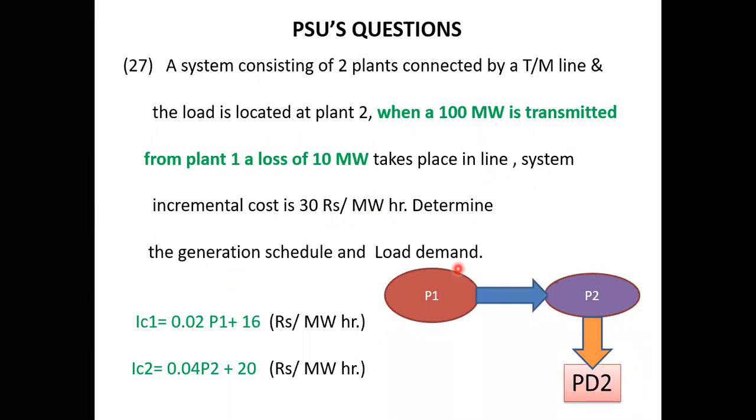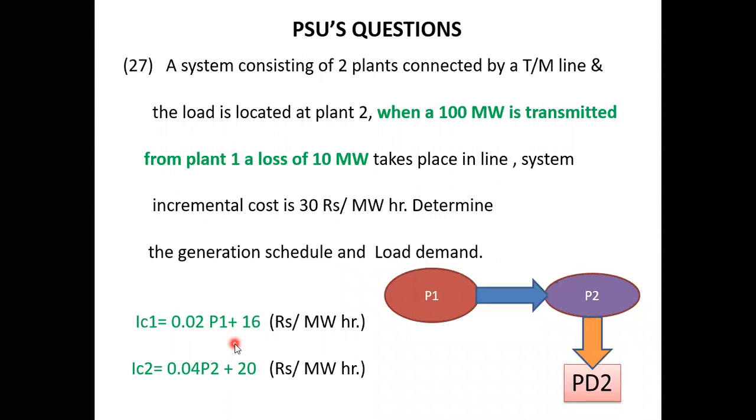Based upon this model, we have done almost 3 to 4 problems, and easily we can get the answers from the given data. So in this problem, we need to find P1 and P2, similarly PD. How can we get the answer? We know IC1 and IC2, which are nothing but the incremental fuel costs for power plant 1 and power plant 2. By using this given data, easily we can get the P1 and P2 values and similarly the load demand.